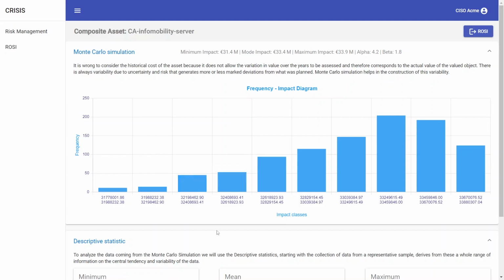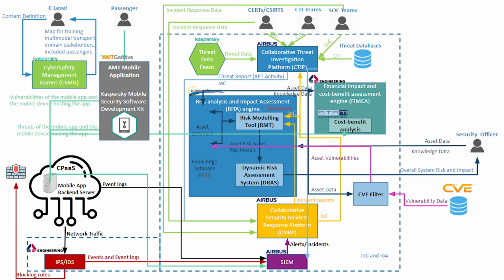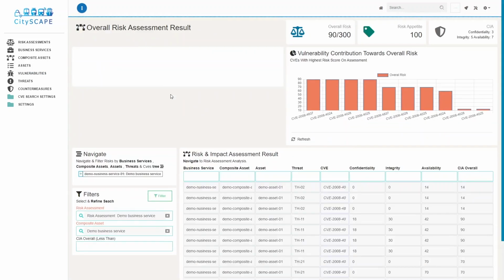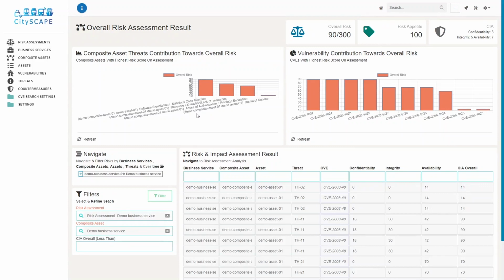The RITA engine, which is shown in blue, is an impact and risk assessment suite implementing the CitySCAPE Collaborative Multimodal Transportation Chain Risk Assessment, MTCRA, methodology for evaluating the cybersecurity risks in multimodal transportation ecosystem, thus promoting a holistic security management and risk assessment framework.